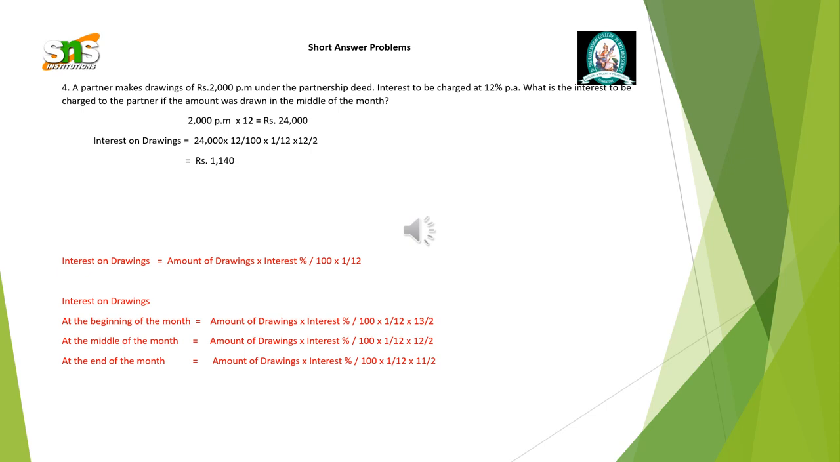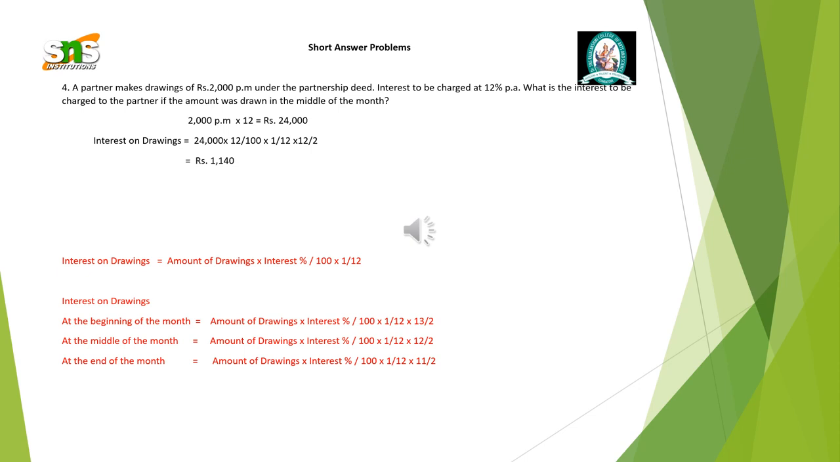What is the interest to be charged to the partner if the amount was drawn in the middle of the month? When it is drawn in the middle of the month, what we have to do is multiply with 12 by 2. So when he withdraws 2,000 per month into 12, it is 24,000. So amount 24,000 into percentage 12 divided by 100 into 1 by 12 as per formula, into 12 by 2, so we will be getting 1,440.